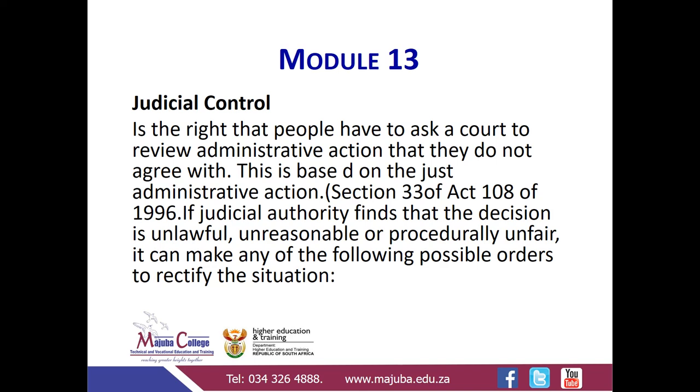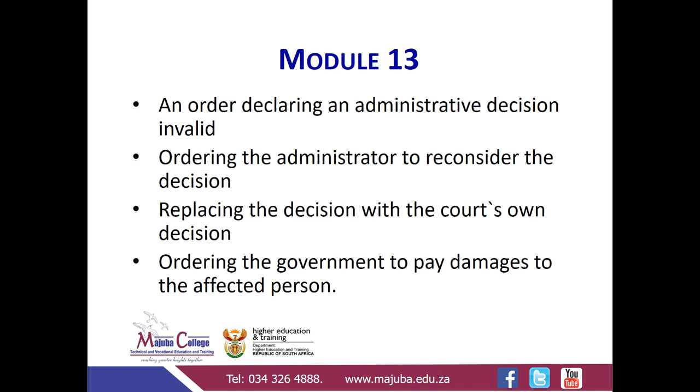One, an order declaring an administrative decision invalid. Two, ordering the administrator to reconsider his or her decision. Three, replacing the decision with the court's own decision. Four, ordering government to pay damages to the affected person. Right?